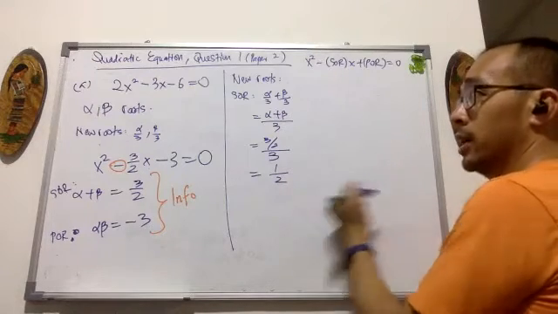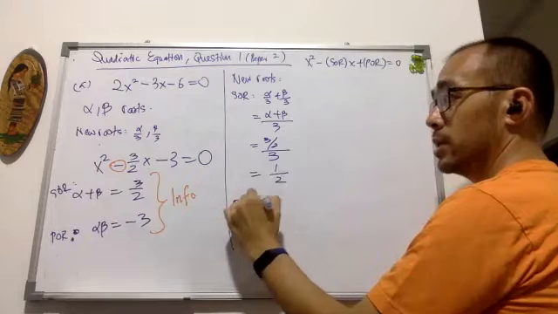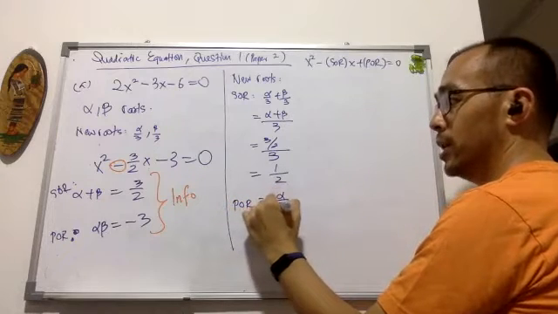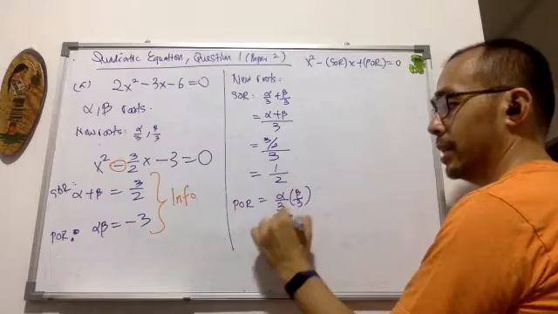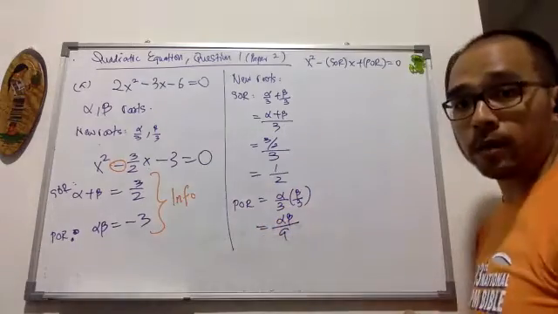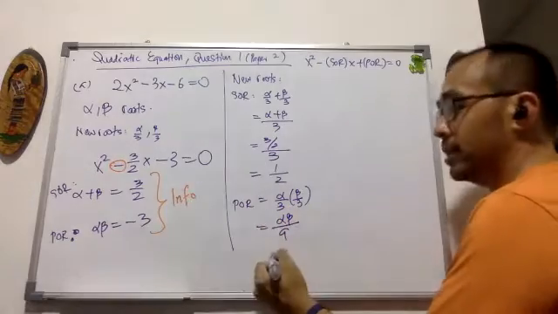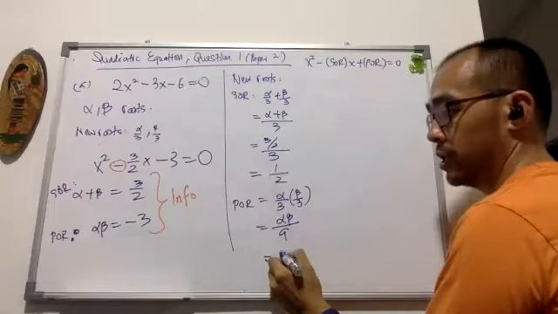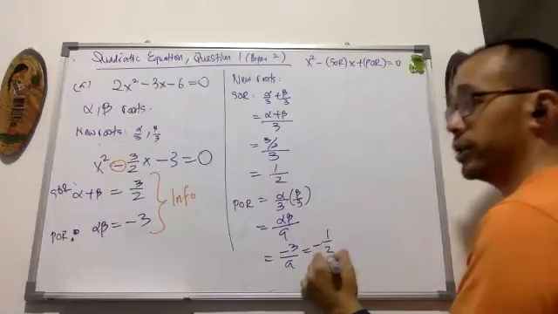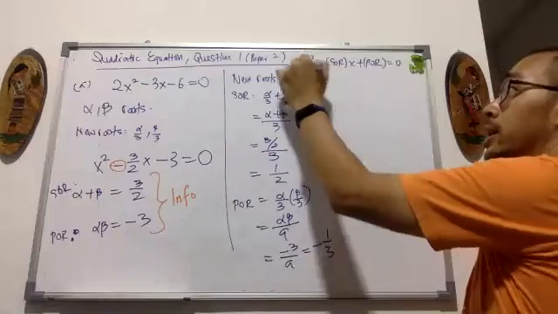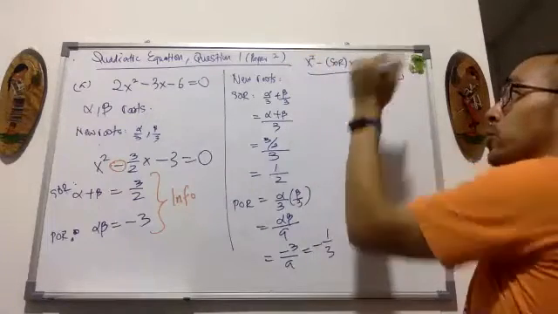Okay, 1 over 2. And then the product of roots will be alpha over 3 times beta over 3, which is alpha beta over 9. Okay, alpha beta over 9. Alpha and beta, you get negative 3, so negative 3 over 9 will be negative 1 over 3. Then I can substitute this into our kita punya acuan.